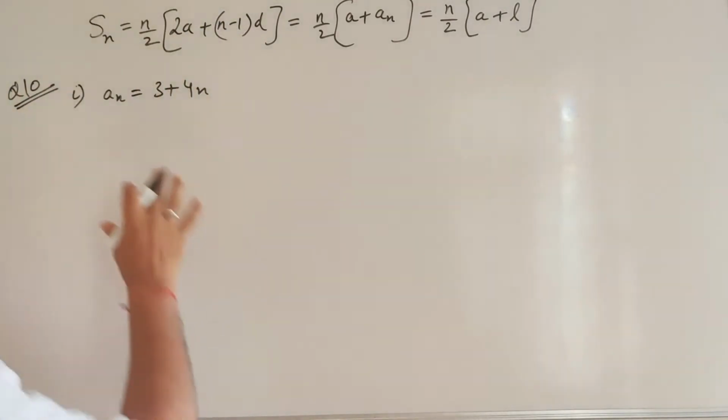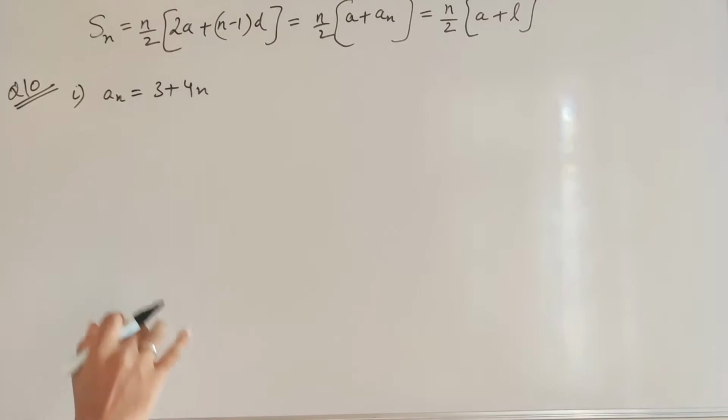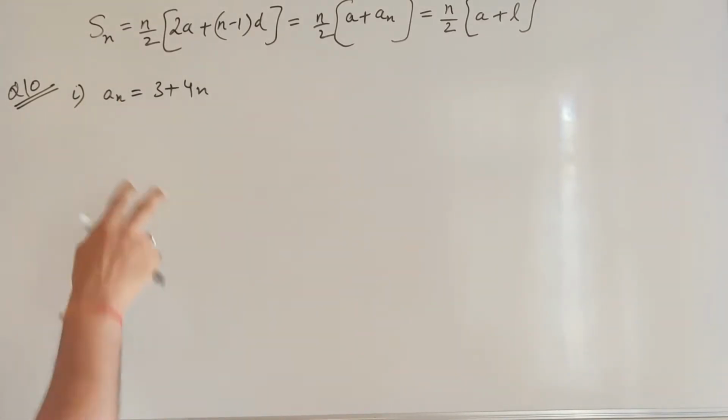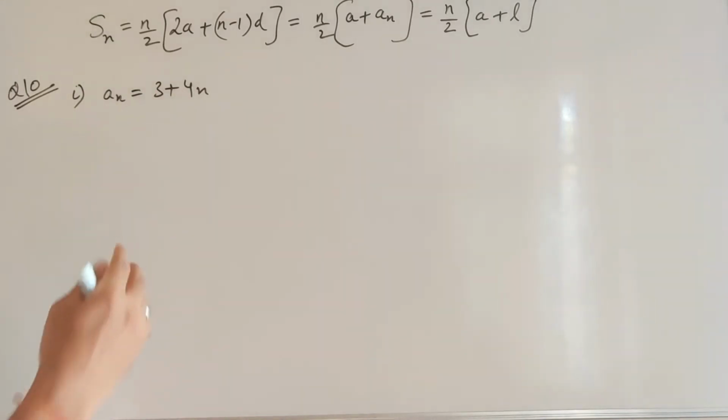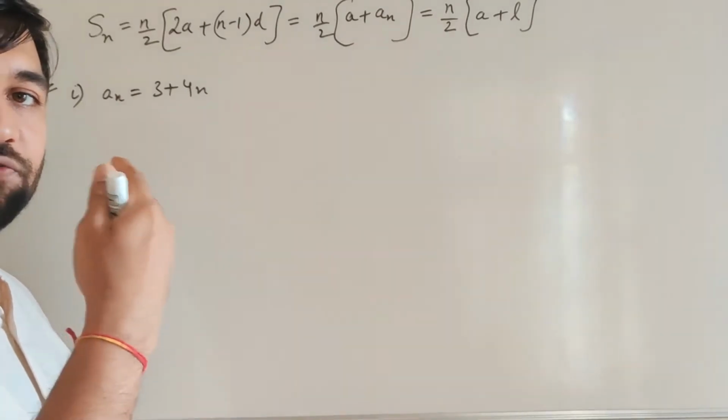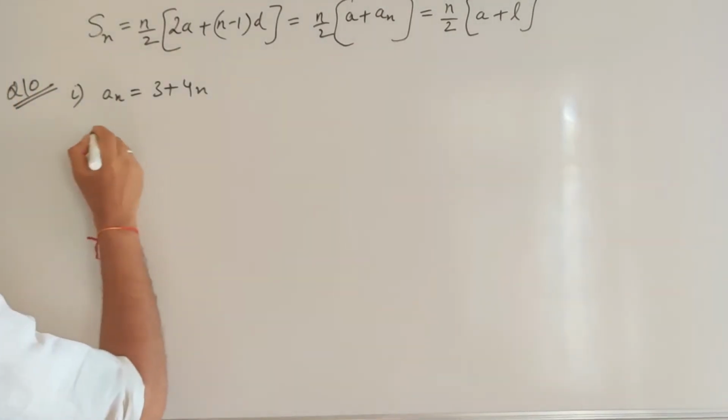So see, this is given to you in the question. AN equals 3 plus 4n. Now, if I substitute n as 1, I'll get the first term. If I substitute n equals 2 on both sides, I get the second term, then the third term, and so on. That way I can get the first 3-4 terms. So let us quickly find it.